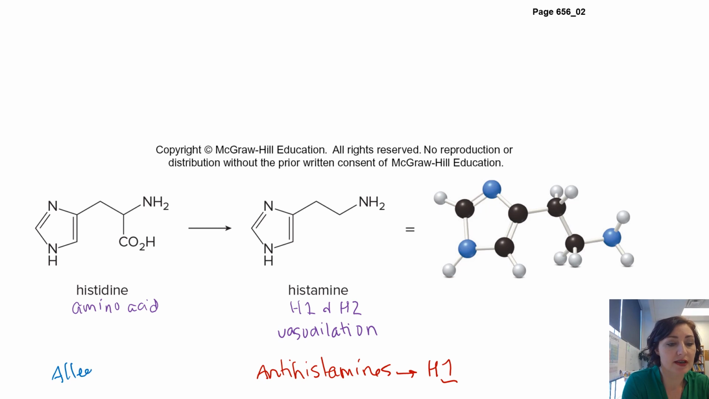You have drugs like Allegra. Allegra is used to treat seasonal allergies, and it binds to the H1 receptor as well, so preventing that vasodilation. However, it can't cross the blood-brain barrier, so it therefore does not bind to the H1 receptor in your central nervous system, and it does not create any drowsiness.